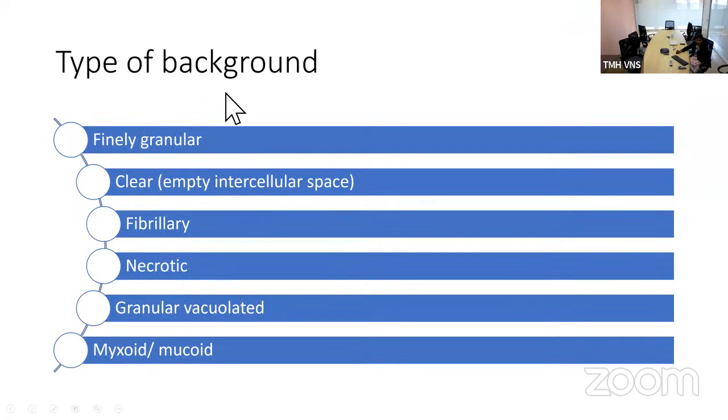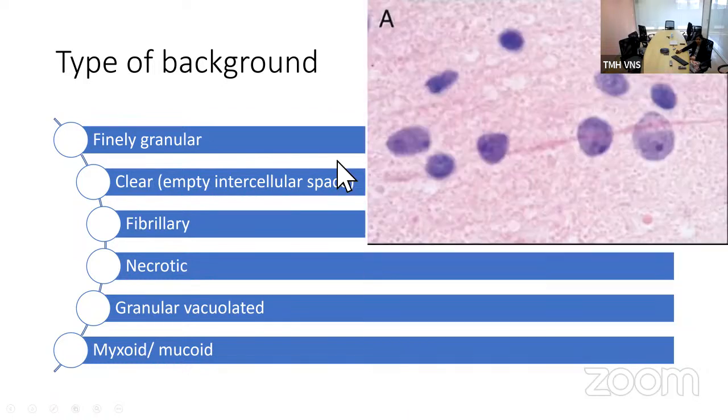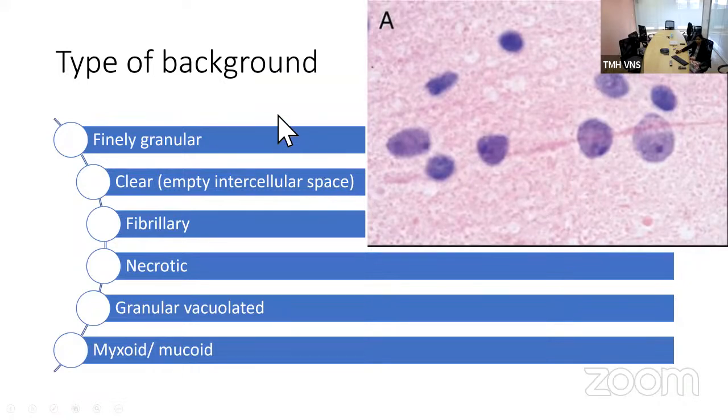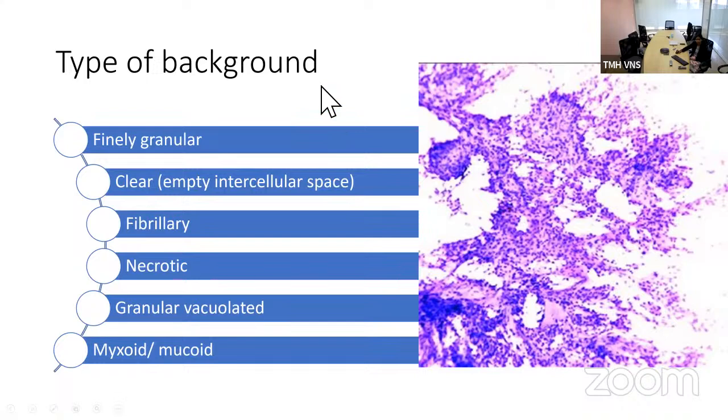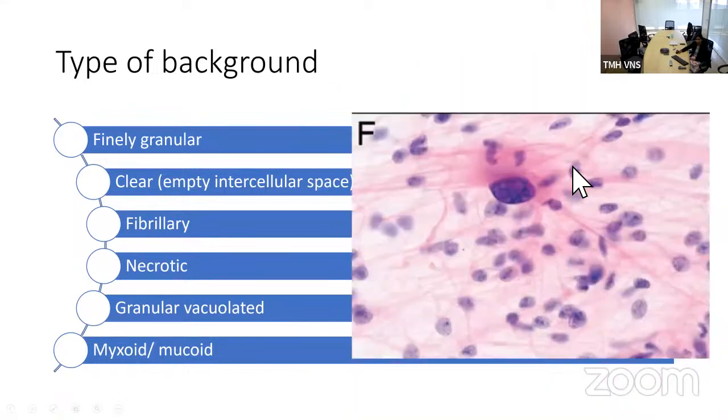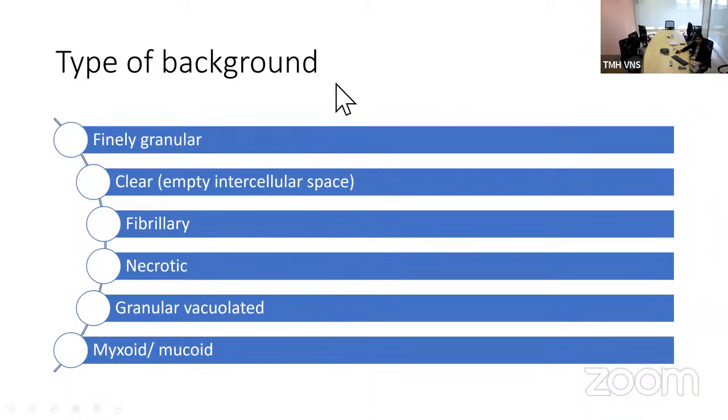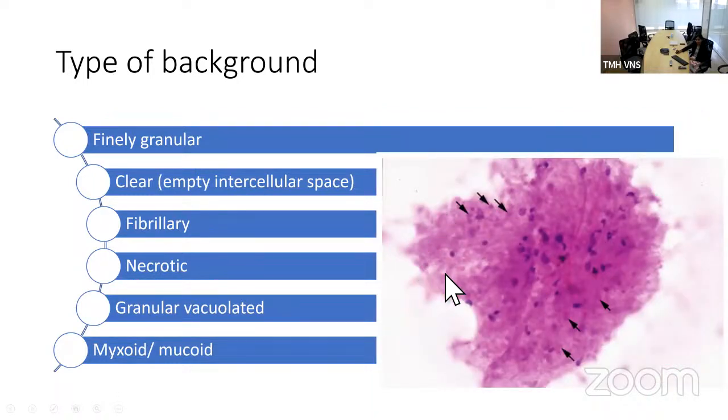Now coming to type of background. The background can be finely granular, as can be seen in this neuropil-like background, where we can see this fine granular background. It can be clear, like clear empty spaces can be seen in tissues like meningioma and hemangiopericytomas. Fibrillary background is seen mainly in glial tumors. These glial fibrils are seen. Necrotic background can be seen in high-grade gliomas like GBMs or abscess.